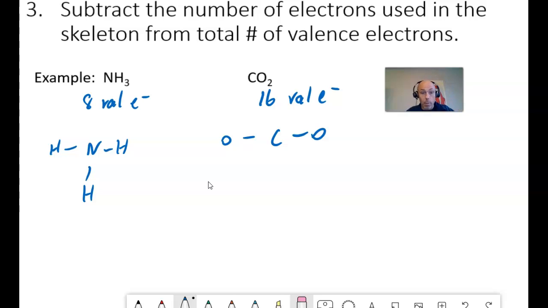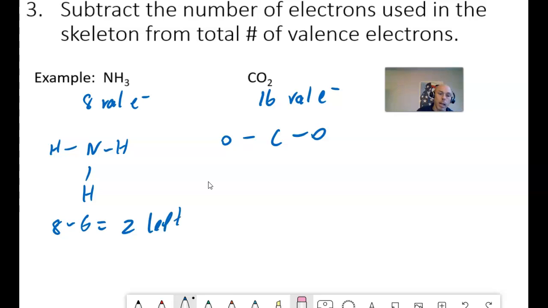The skeleton, remember, is comprised of single bonds. A single bond represents the sharing of 2 electrons. So each single bond that's drawn in a skeleton represents 2 electrons. In NH3, 3 bonds were drawn. That's 6 electrons that were depicted via those 3 single bonds. So if we do 8 valence electrons from step 1 that were available minus 6 that were drawn, there's 2 left to build the Lewis structure from.